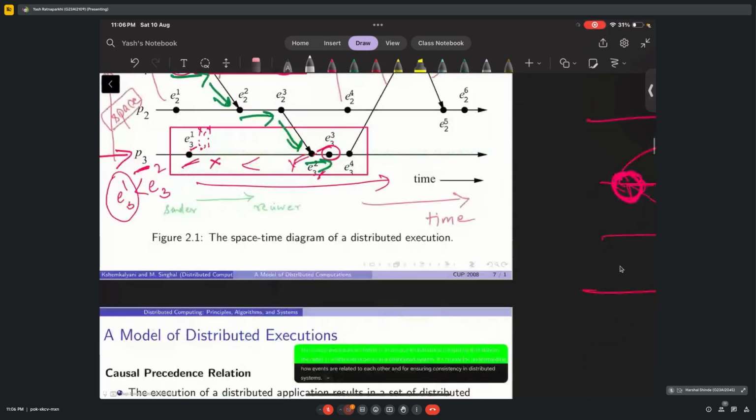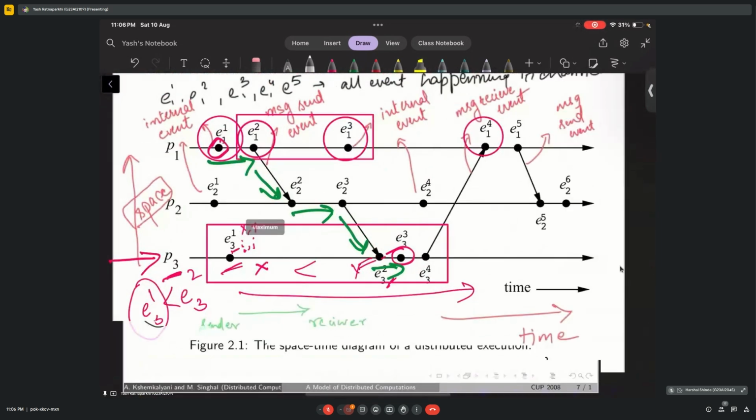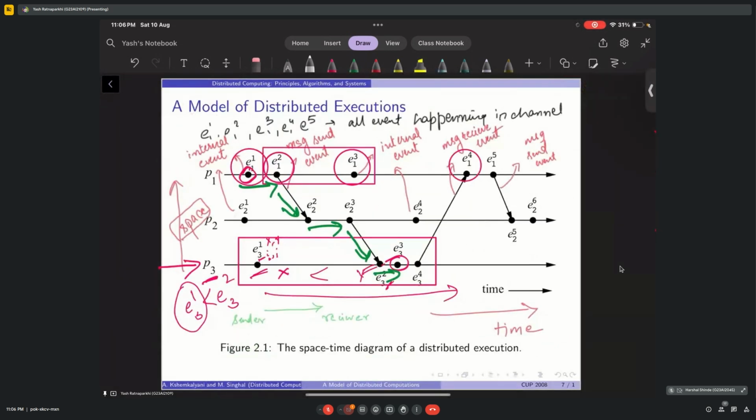Let's go above and check if anything like that is happening. See guys, can you check this E12 and E13? Can you see any relationship, any path between them to communicate with each other? No. So if you cannot see any path between them, that means they are not causally dependent on each other.